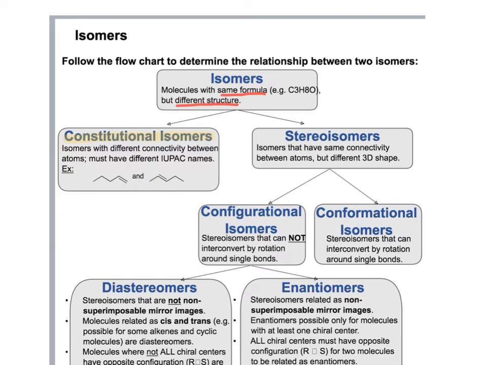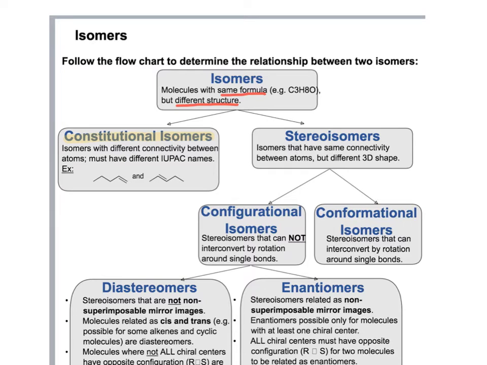One way to recognize constitutional isomers is that if you can specify a different IUPAC name for the two compounds, then the two compounds must be constitutional isomers. The other type of isomer, referred to as a stereoisomer, those molecules will always have the same IUPAC name with the exception of terms that describe stereochemistry, such as the term cis and trans is a descriptor of stereochemistry.